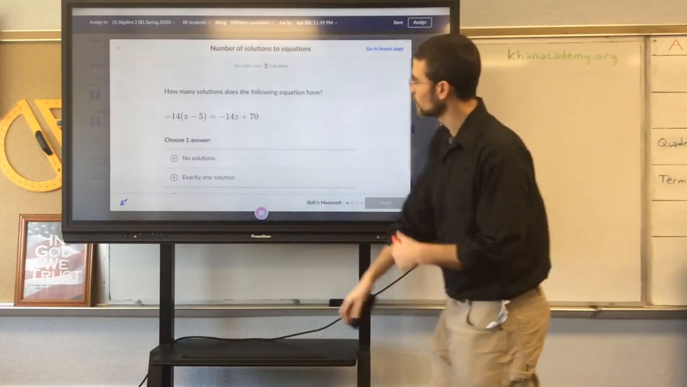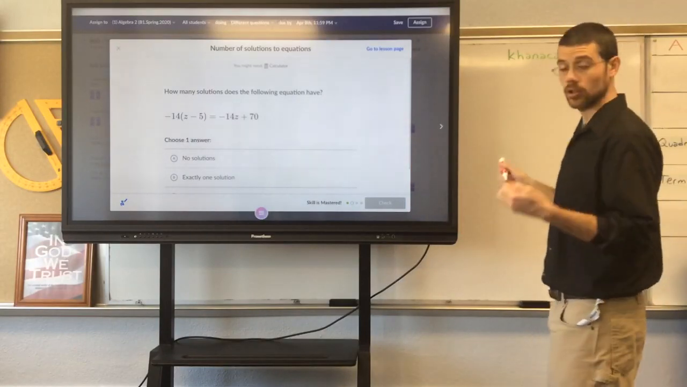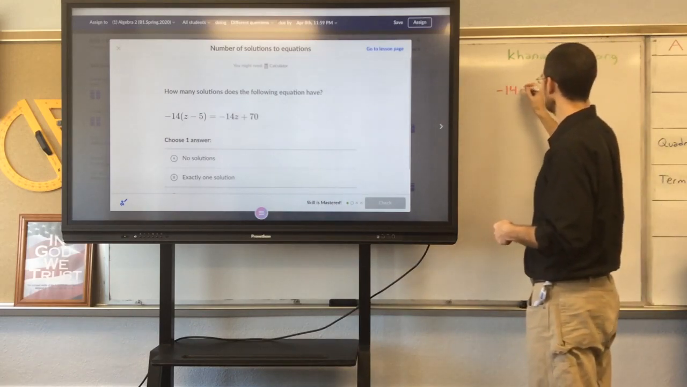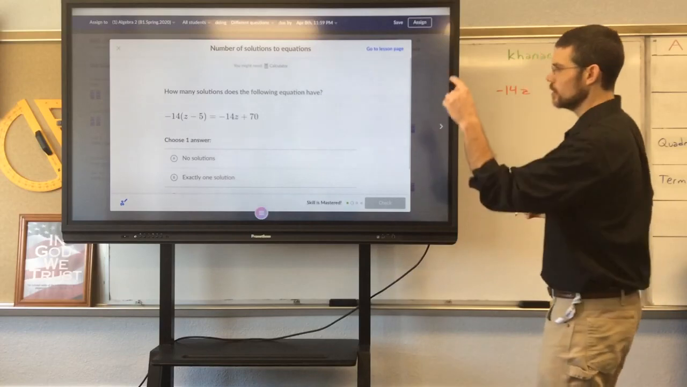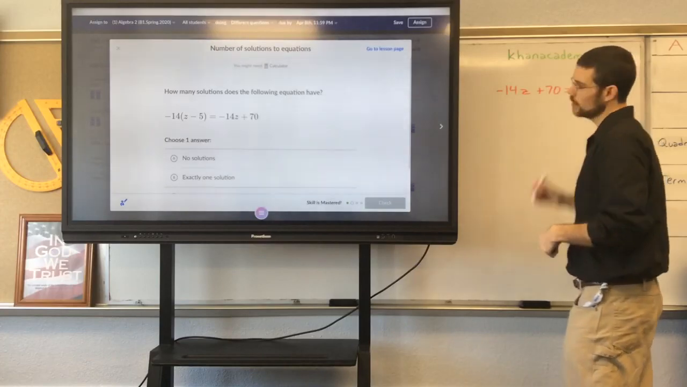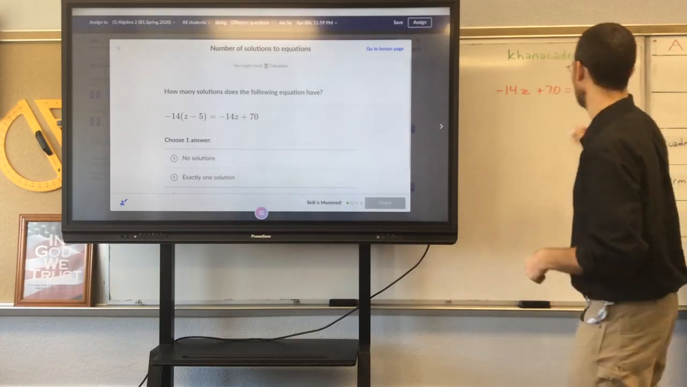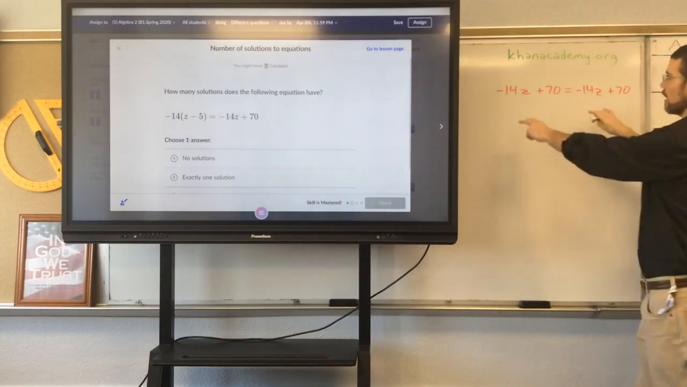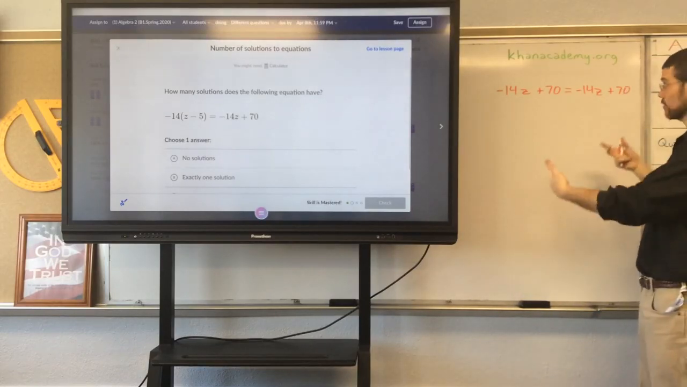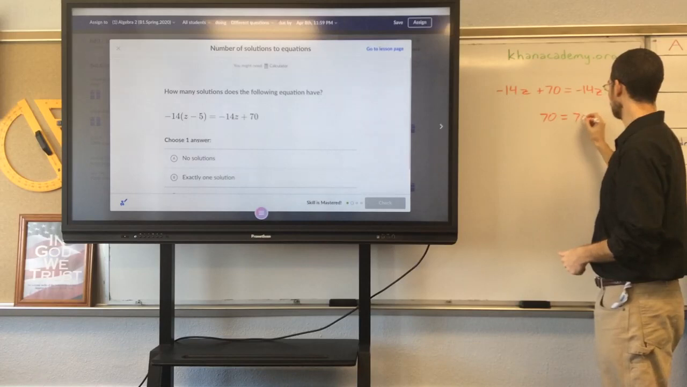And this one says, how many solutions does the following equation have? Same question, different equation. So let's look at what happens. We'll distribute negative 14. Negative 14z, and then negative 14 times negative 5 is positive 70, and on the right side I've got negative 14z and positive 70. You'll notice I have the same number of z's on both sides of the equation. That means when I add that number of z's to both sides, they will disappear, they will cancel away, and I'll be left with 70 equals 70.